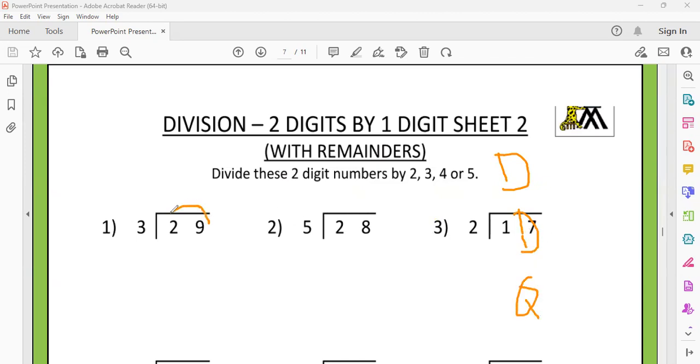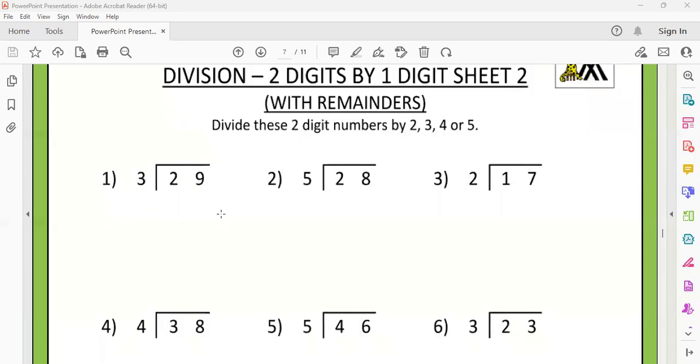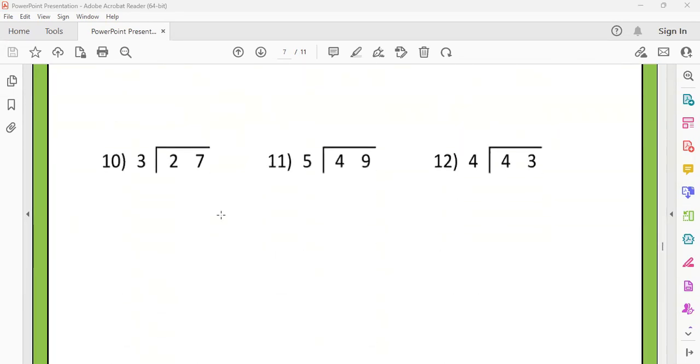So where is the dividend? Here. Where is the divisor? Here. Where is your quotient? Up. And how do we write that as a number sentence? 29 divide by 3 equals 9 remainder something something. Okay? That's how you understand. That's how you do. So this one, yes, do it.